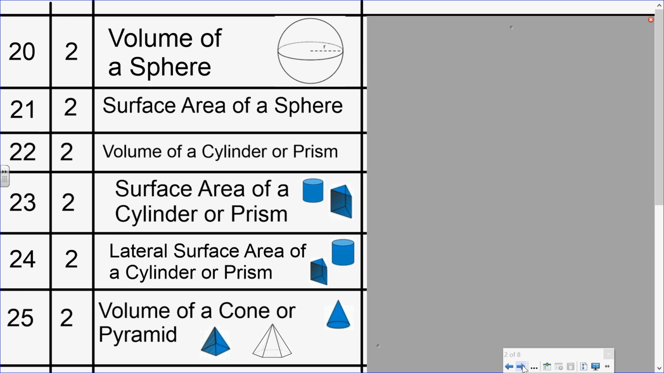And I am wondering if we have anybody who remembers the volume formula. Think about the two formulas, which one's which? Anybody brave and want to unmute and say what they think it might be?